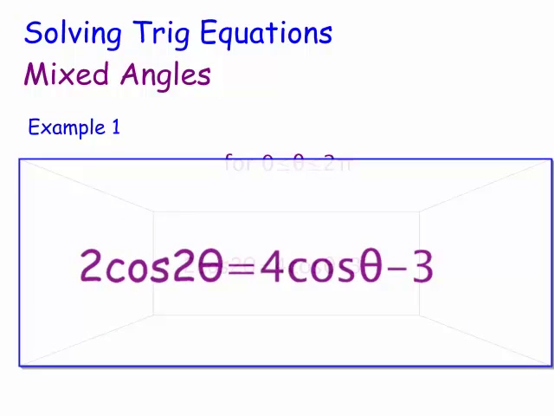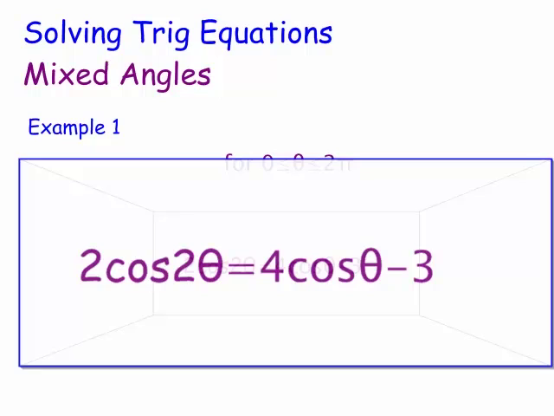Now, what do we notice about this trig equation? Well, hopefully we can see that there's a 2 theta and a theta. Our basic idea is we need to unmix our angles, or drop them to the lowest common angle. In this case, it'll be theta. So we need to expand that cos 2 theta, using the cos 2 theta results, and drop it back into an expression involving cos theta.